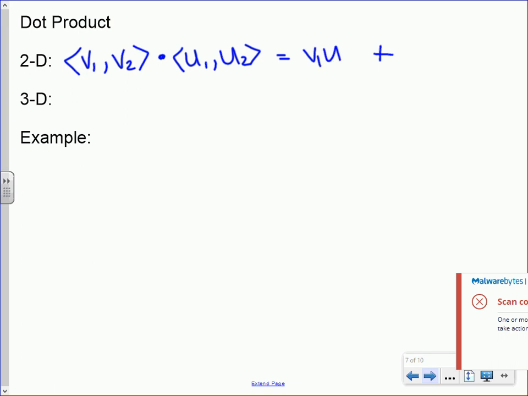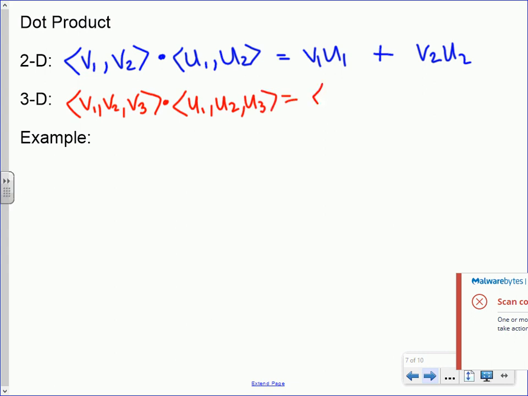We take the product of the horizontal components and add it to the product of the vertical components. Okay? So when we move into 3 dimensions, we're going to do the same thing. But now, we're going to have 3 products to take.